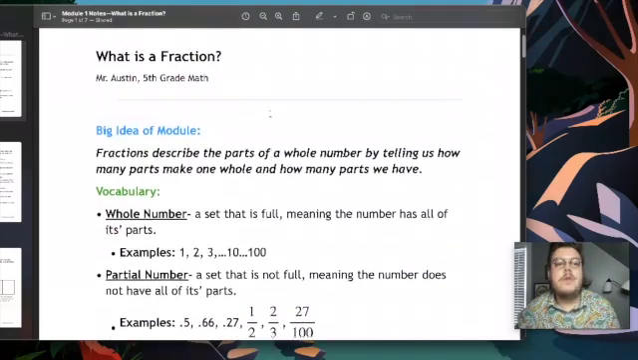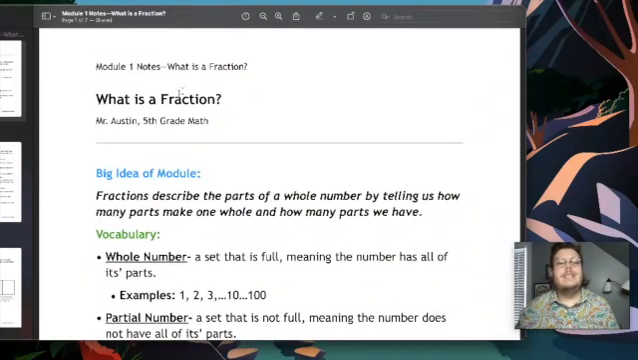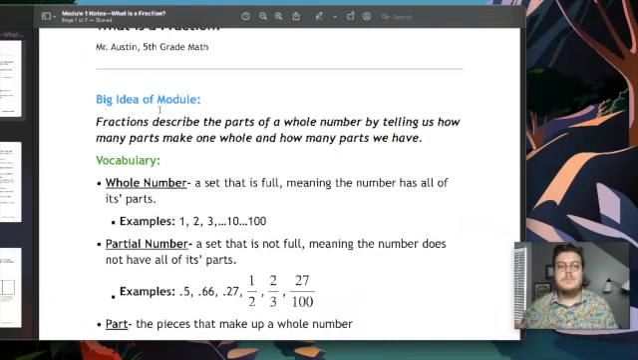Module 1 Notes, what is a fraction? Big idea of the module: fractions describe the parts of a whole number by telling us how many parts make one whole and how many parts we have at our disposal. When we think about math, a lot of times we are thinking about the value of numbers. Fractions do have value, but the point of this module, and what I really want you to understand, is that fractions tell us what a whole number looks like, and how we could draw it and how we can show it.